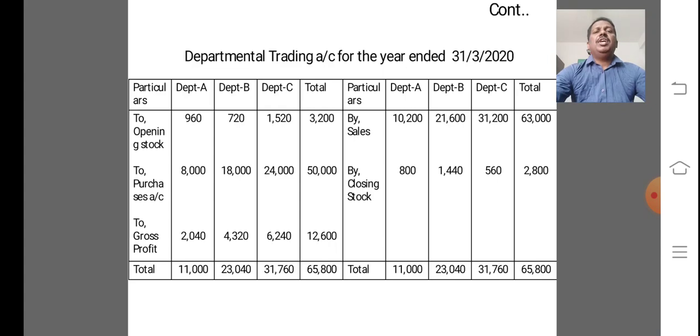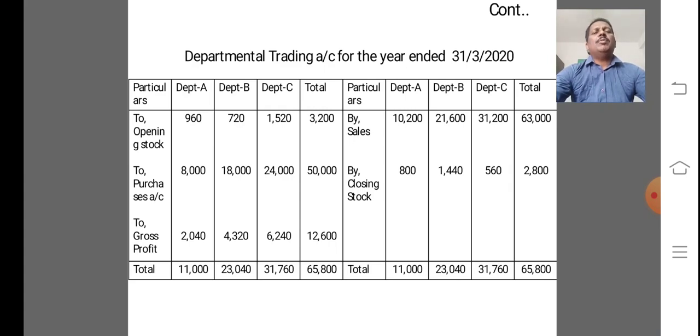So on the debit side, to opening stock, Department A 960, Department B 720, Department C 1520 and total is 3200. Debit the purchases account 8,000, 18,000, 24,000 and 50,000. And credit by sales account 10,200 for A, 21,600 for B, 31,200 for C and total is equal to 63,000.